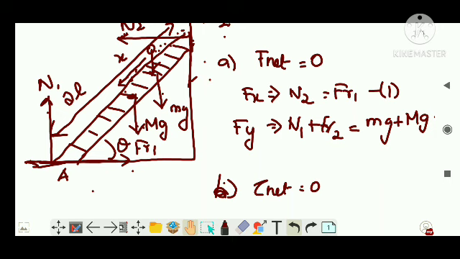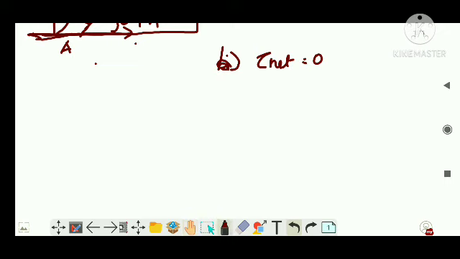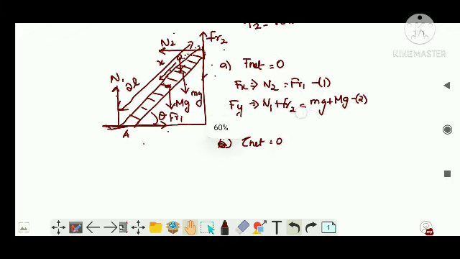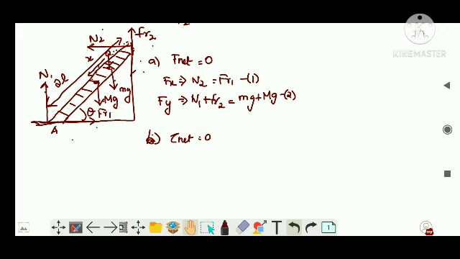Which one? N1. Why? N1 is on the axis of rotation, so obviously the N1 force is not going to contribute any torque. Clear? Right? Clear? So I'm going to take the point A as the axis of rotation. From A's perspective, I'm going to reduce the size so that you can understand.